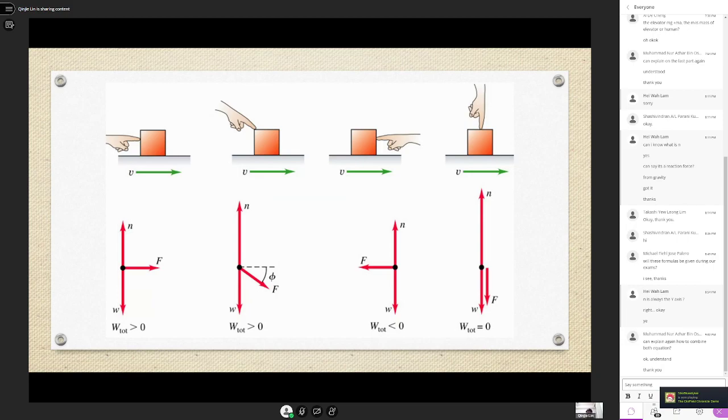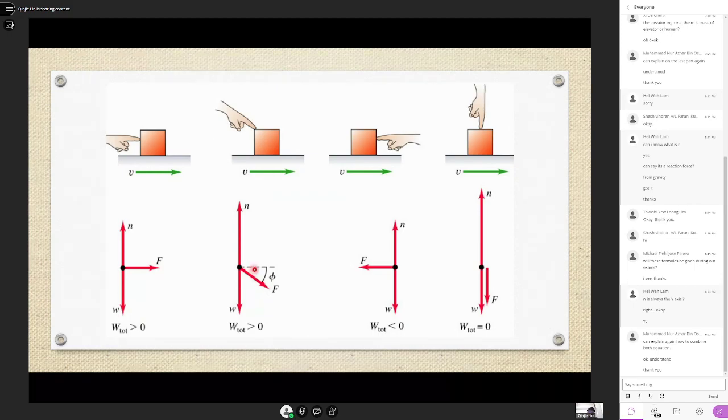Here are some different scenarios to show what the work done would be. The first one: the object is moving to the right and you push to the right. Both are to the right, so the work done is definitely positive. Second scenario: the object is moving to the right, and you apply force at an angle, so the force is somewhat to the right and also downwards.